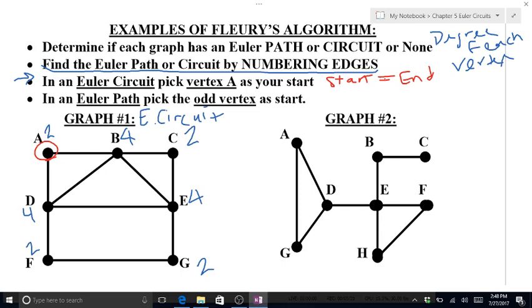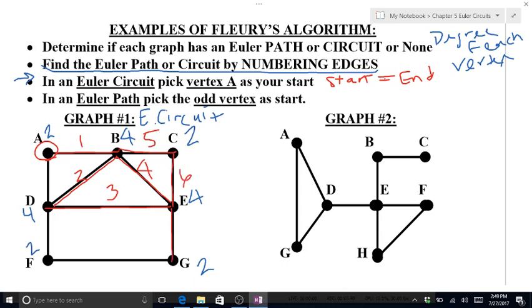So I'm going to leave point A and I'm going to travel across to point B. That's going to be my first edge. I'm going to leave B this time. I'm going to travel down to D. That's 2. I'm going to go across here to E. That's 3. I'm going to trace this little triangle up top here first. So there's 4, 5, and 6.